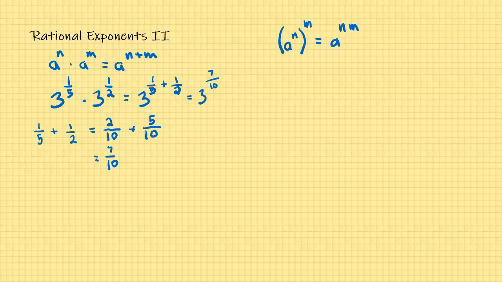So let's do an example of this. Let's say we want to simplify 7 to the 1/2 power to the 2/3 power. What we'll do is first we'll apply this law of exponents, a power to a power. It says that I'm going to multiply these two exponents, 1/2 and 2/3. So it's going to be 7 to the power of 1/2 times 2/3.